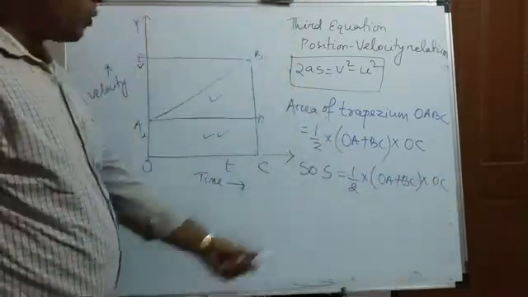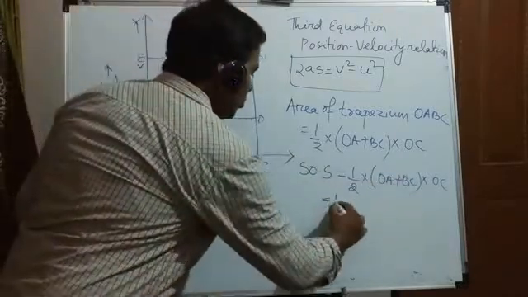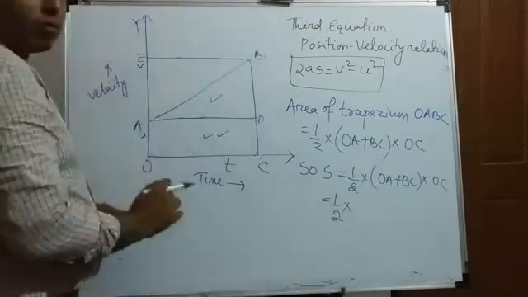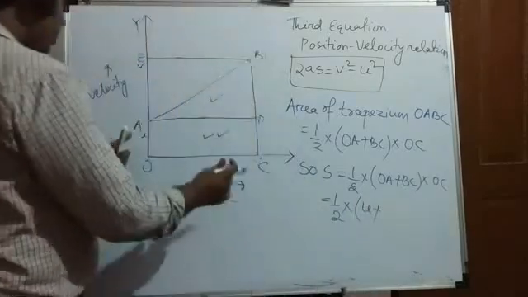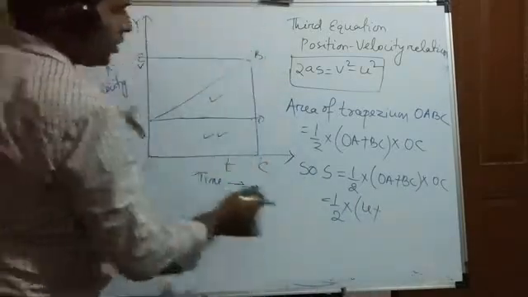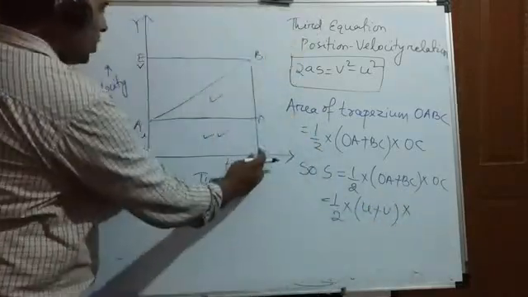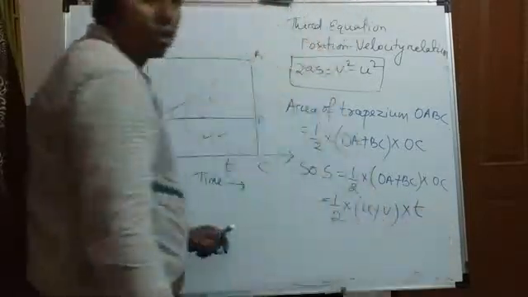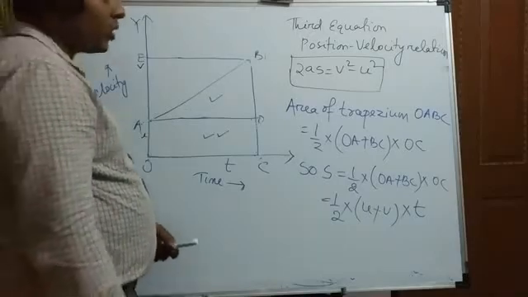Now we can put the value of OA, BC and OC. S is equal to half into OA, OA is U, so just put U plus BC. BC is V, so U plus V into OC. OC is the time taken, that is T. Half into U plus V into T.